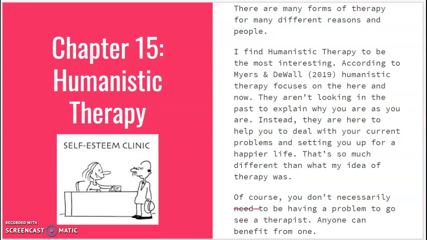There's plenty of different types of therapies for many different reasons. I thought humanistic therapy was interesting because it doesn't focus on the past. It just focuses on the here and now and what you can do to fix it. Pretty interesting, pretty cool. I like learning about it. You don't need to have problems to go see a therapist, so you can just see one for the sake of seeing one.